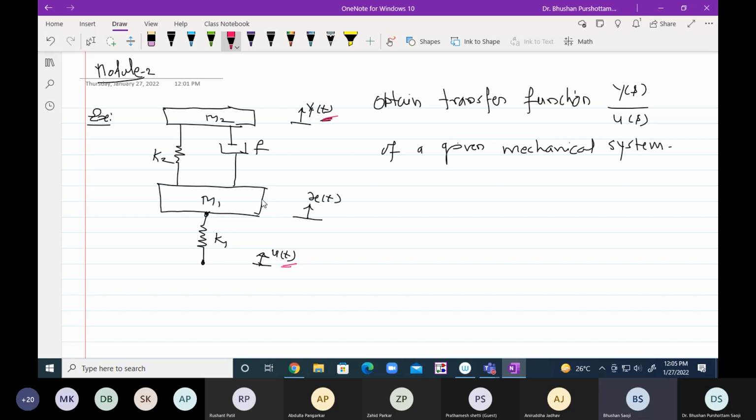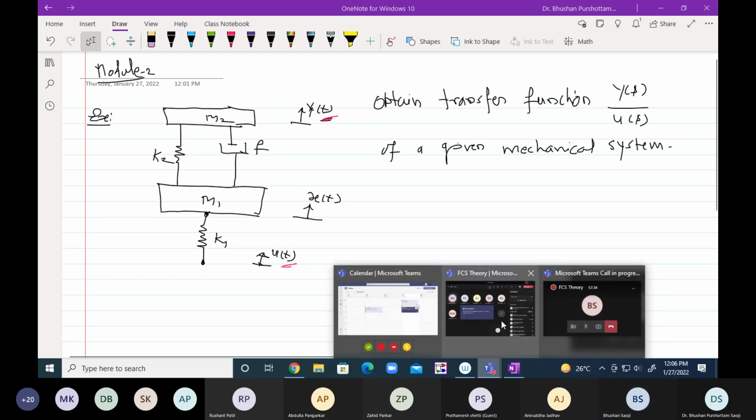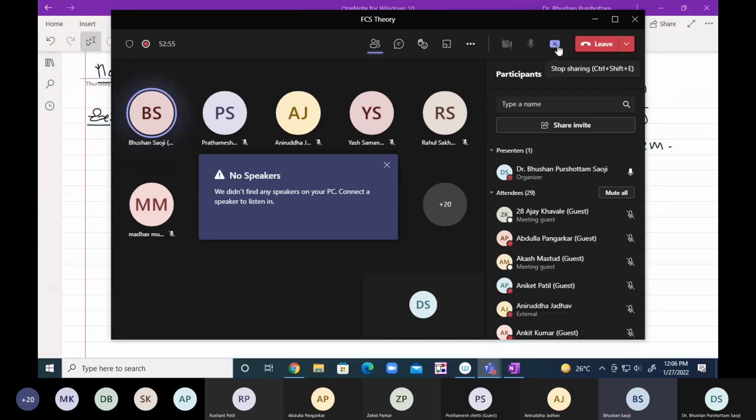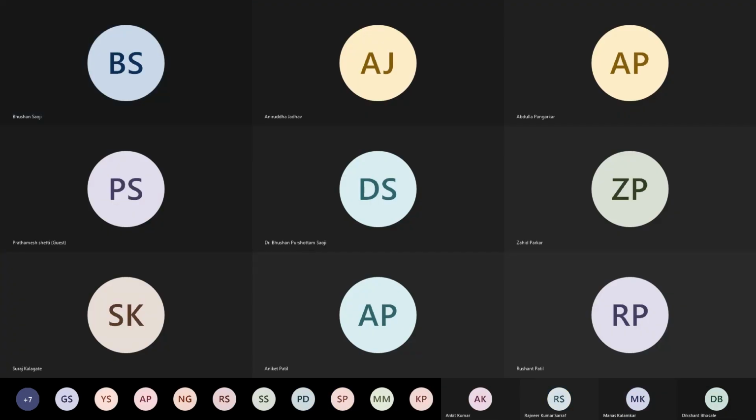Now see here, the time is not left today, so tomorrow we will see how we can find out the transfer function of a given network. We can also draw the F to V analogy, the electrical equivalent of this network. So today we will stop here.